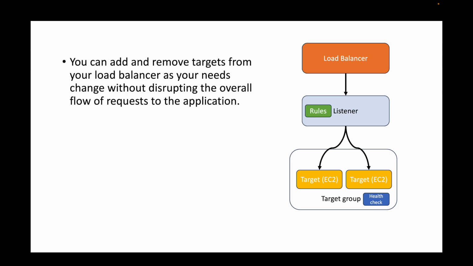Now you can add and remove targets from your load balancer as your needs change without disrupting the overall flow of requests to the application. So to begin with, you can have only two EC2 instances, and if you're expecting more traffic, you can add more EC2 instances to your load balancer. And again, after some time, if you feel that the load has reduced and you're not expecting any more traffic, you can go ahead and remove those instances from your target group. All of this can be done without affecting the overall flow of your requests, without affecting your application.